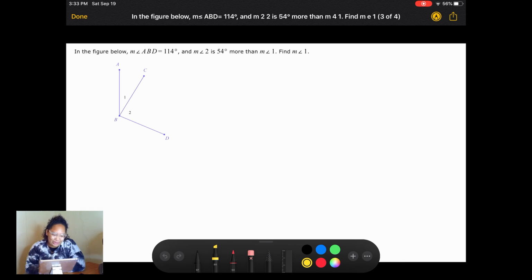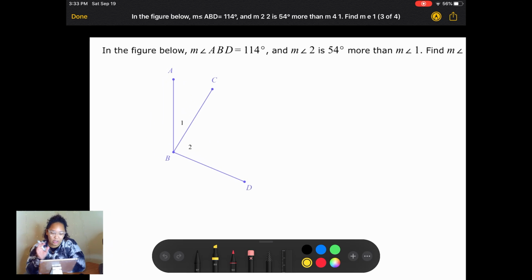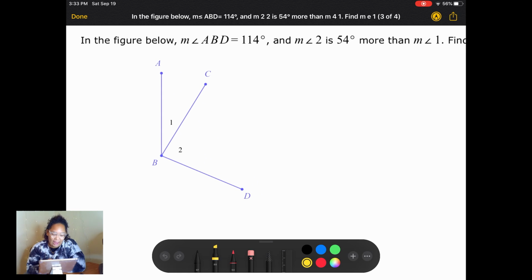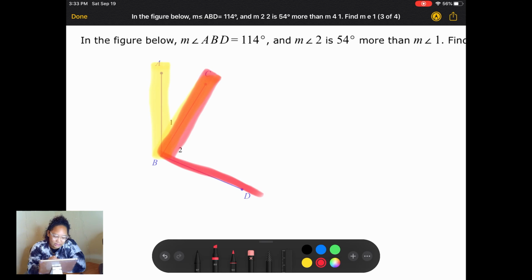So to start with this, I want you to look at what it's giving you and what you can figure out from what is left. Before we really even get into this, you have technically three angles, okay? You have angle ABC, you have angle CBD, and then angle ABD, okay? So you have three angles.